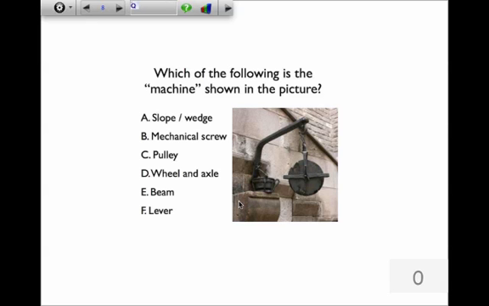So if you've got a big heavy load you want to lift, you can lift it with your arms, and you're trying to pull against gravity.